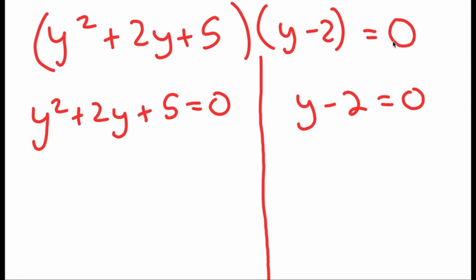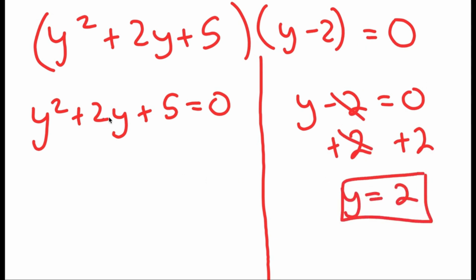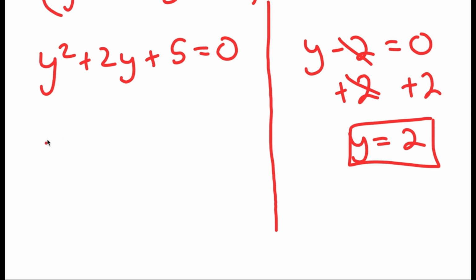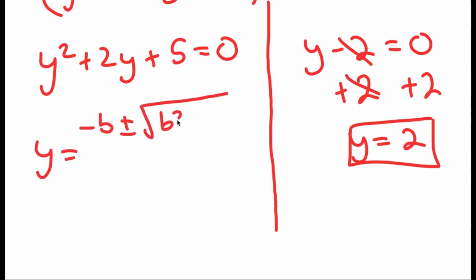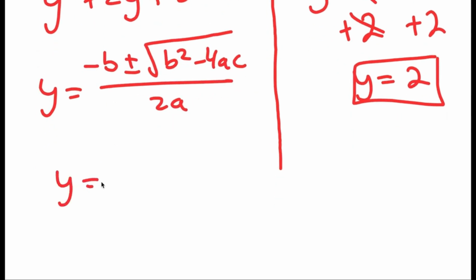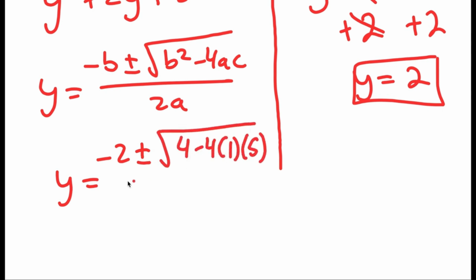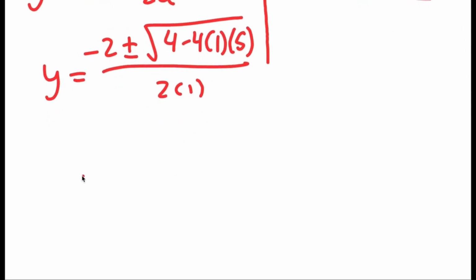So now for y minus 2 equals 0, I'm going to add 2 on both sides, so I get y is equal to 2. And for y squared plus 2y plus 5 equals 0, I'm going to use the quadratic formula, which is negative b plus or minus the square root of b squared minus 4ac all over 2a. So I get y equals negative 2 plus or minus the square root of 2 squared, which is 4, minus 4 times 1 times 5 all over 2 times 1.